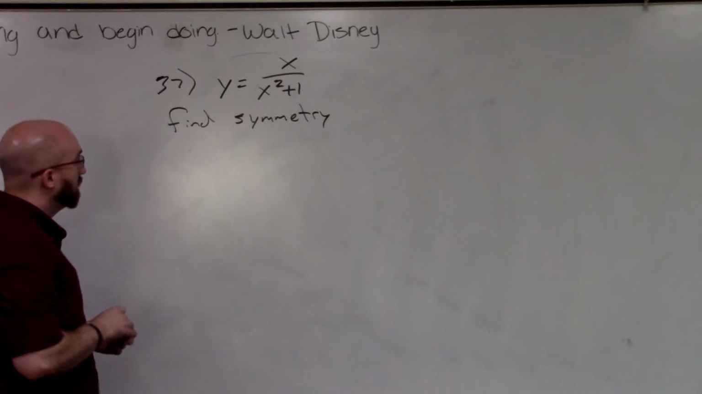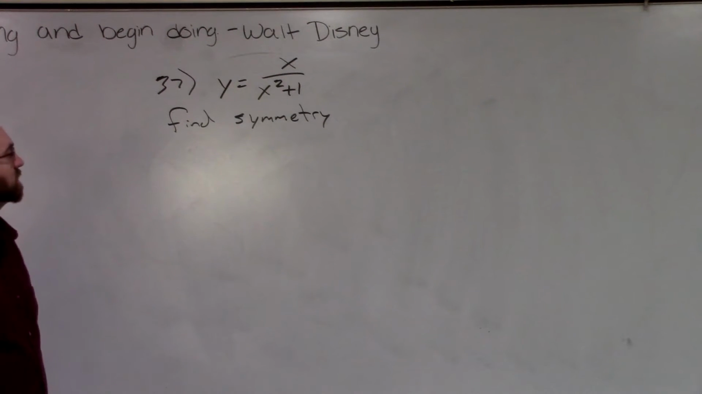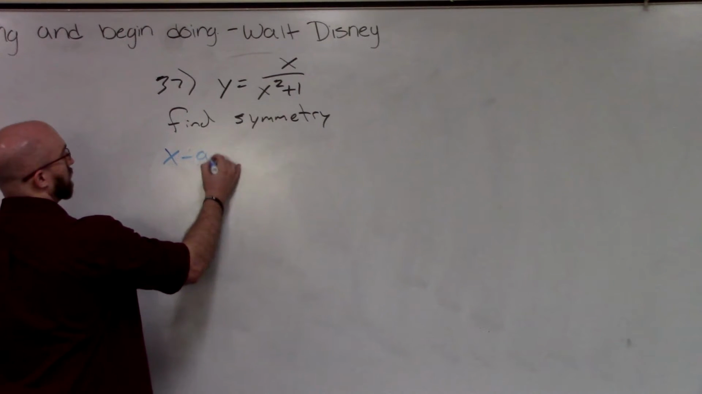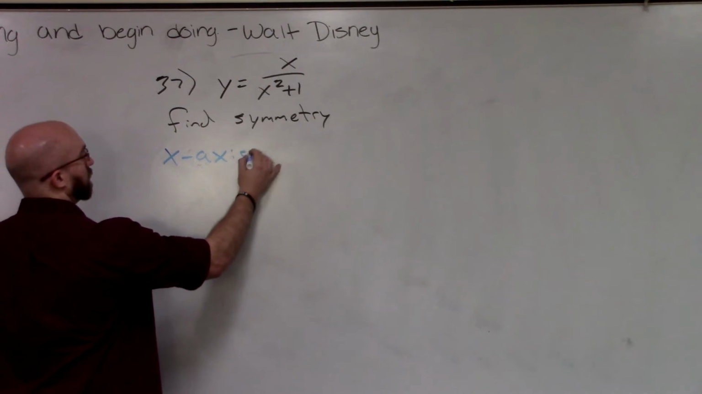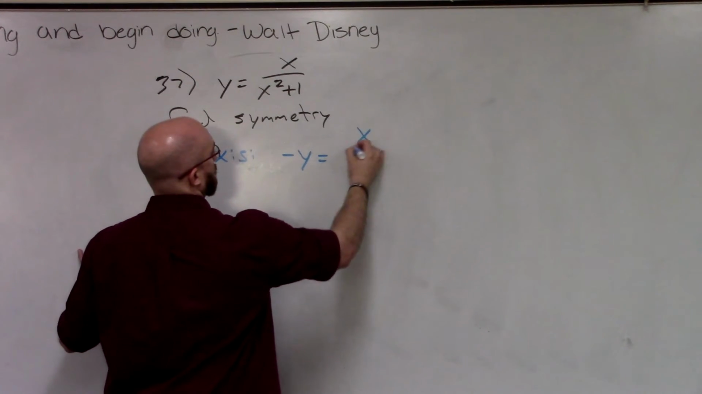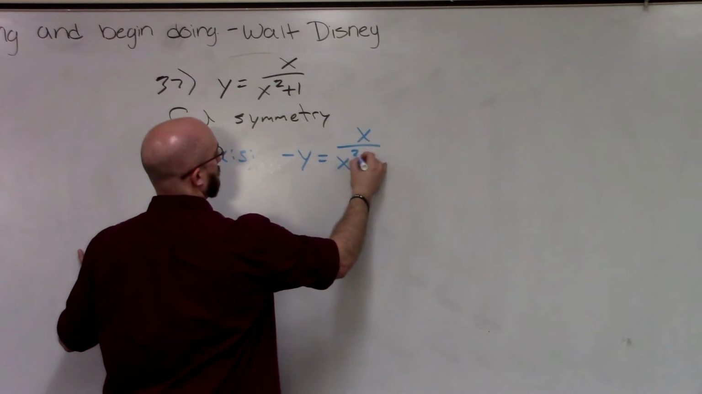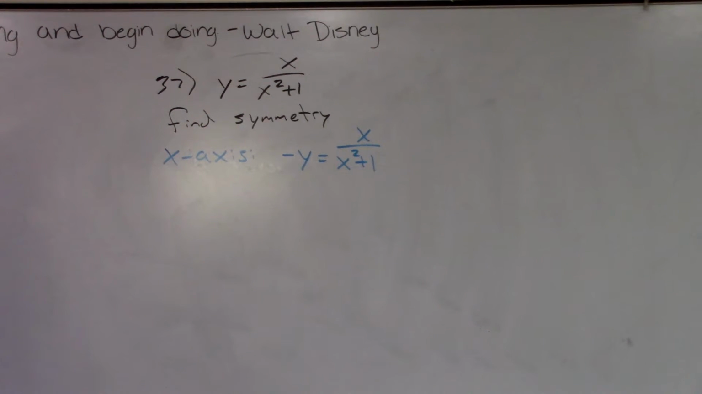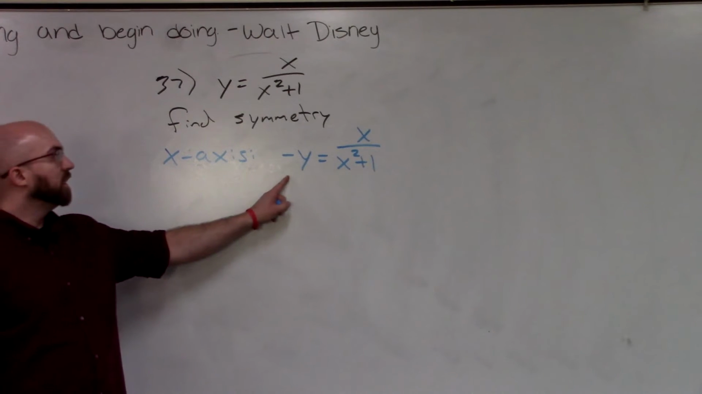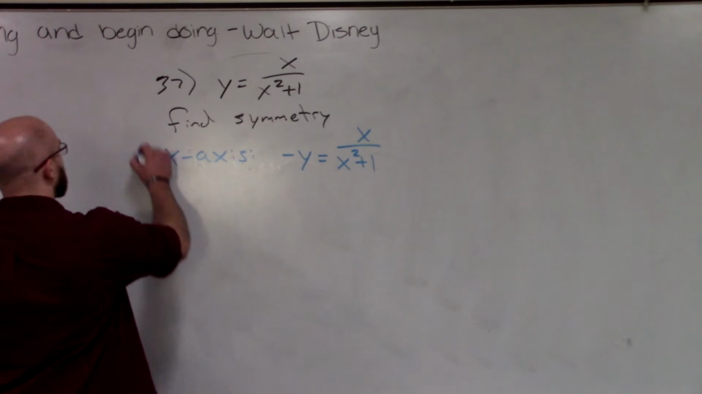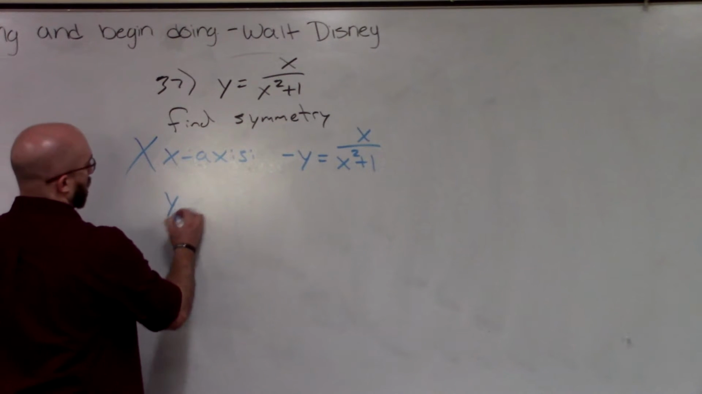Find symmetry. First one, x-axis. I like to start in there anyways. So plug in a negative y. And right away I can tell that's not going to be symmetrical across it, because that negative y, if I multiply by negative 1, it changes all those. That doesn't work. So no. Y-axis.